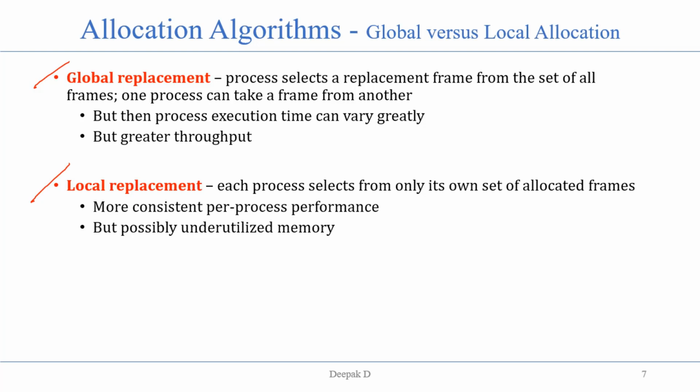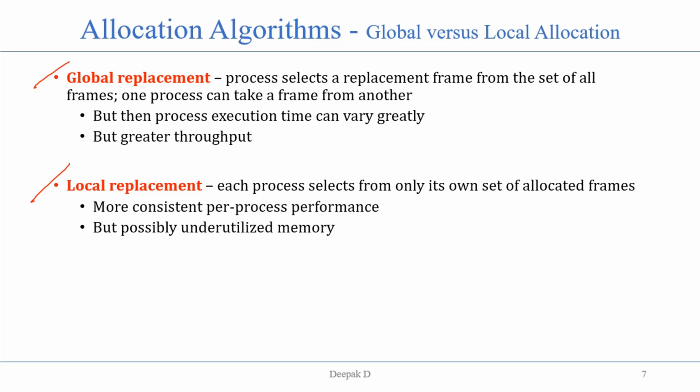Even the frames which are currently allocated to another process can also be used for the process which is in need. So one process can take a frame from another process. This is with respect to global replacement. Whereas in local replacement, the frames that are required for a process must be selected only from its own set of allocated frames. So this is with respect to the local replacement method.